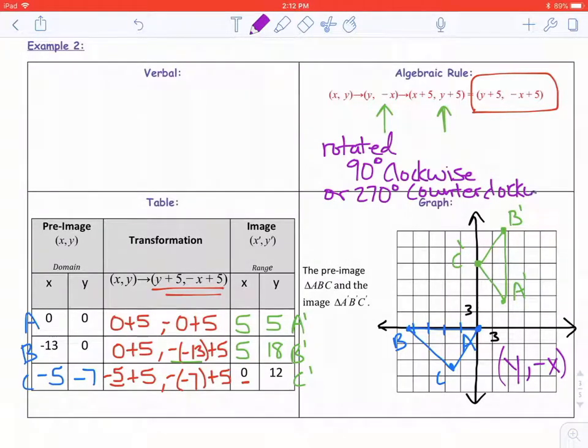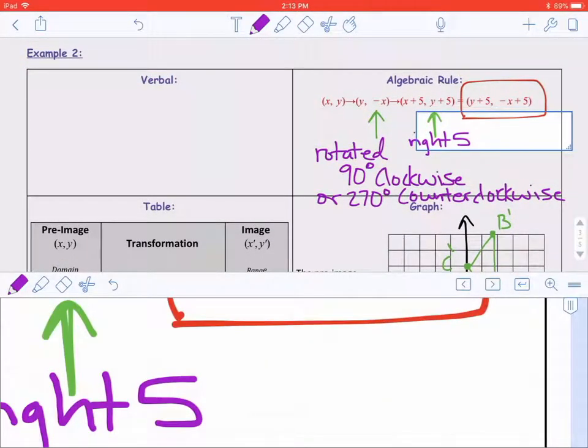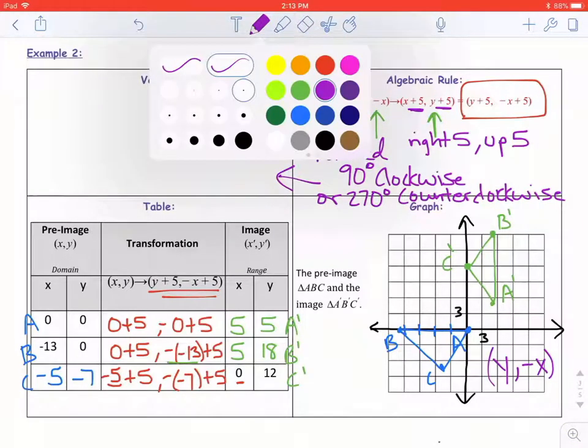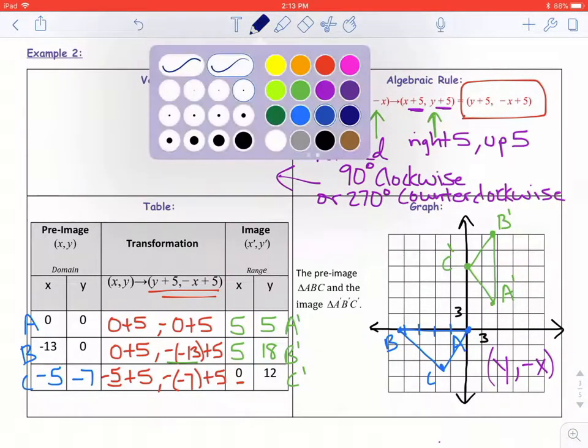So counterclockwise, and then it looks like from this description that it went to the right 5 after that, and it went, oops, sorry, let me hide that, I don't know what happened there. And then right 5 because it added 5 to the x. And then it added 5 to the y, which made it go up 5 as a translation. Okay, so let's just put all that together in a nice way to put everything like we've been doing in this unit. So let me grab the color I always use, which is about dark blue.